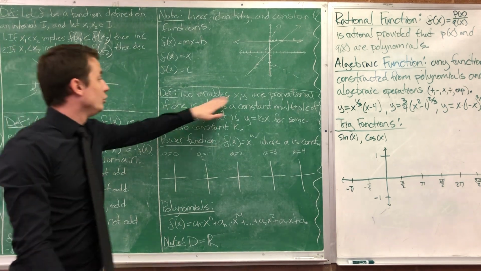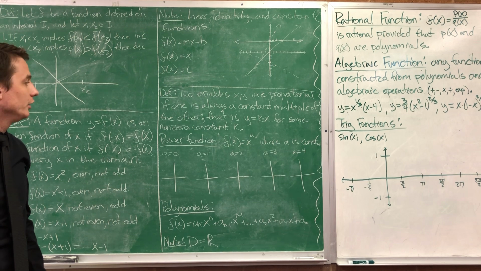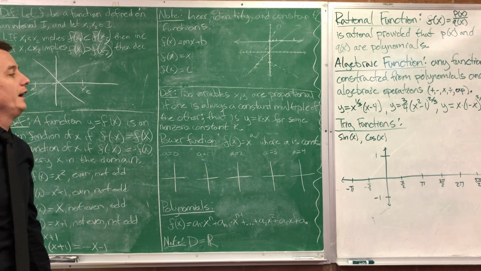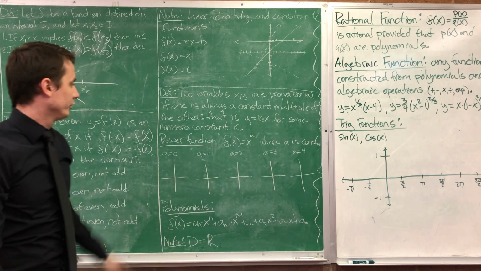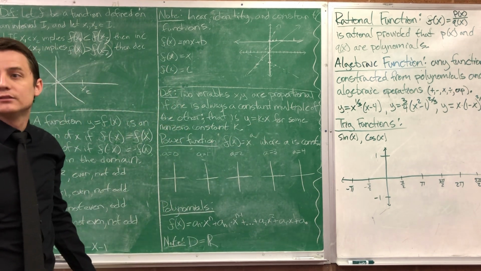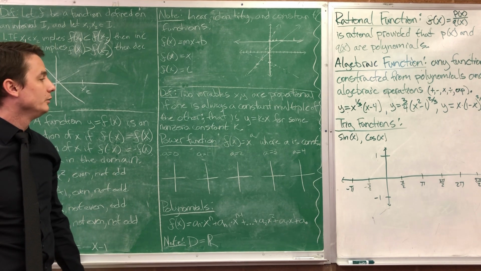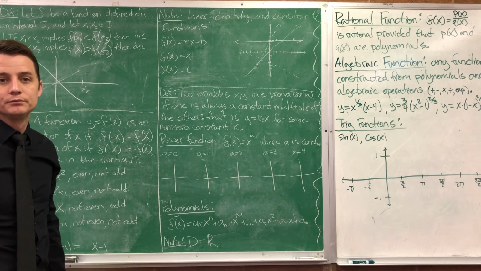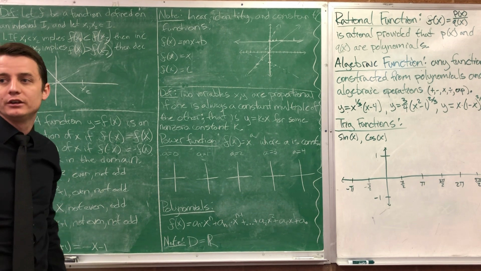Now, two variables, x and y, are proportional if one is always a constant multiple of the other. That is, y is equal to some constant k times x for some non-zero constant k. It's proportional. If you increase one, you increase the other. If you decrease one, you decrease the other.